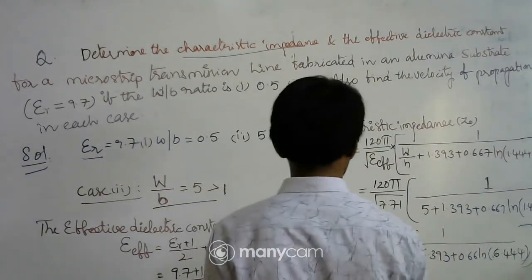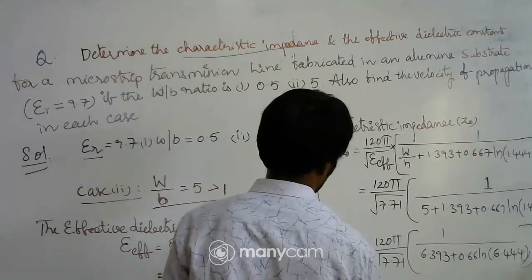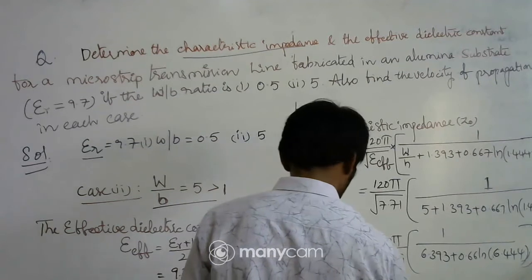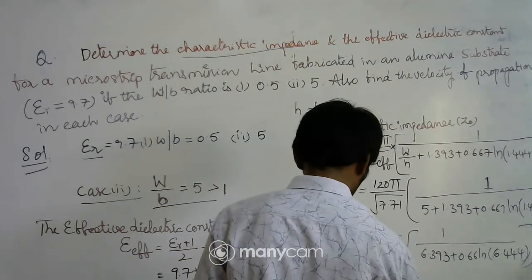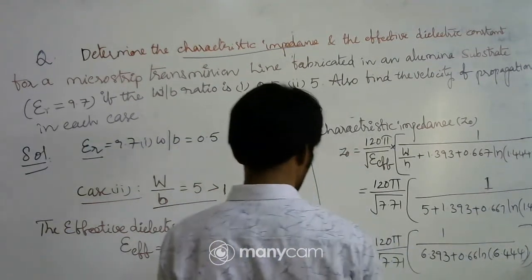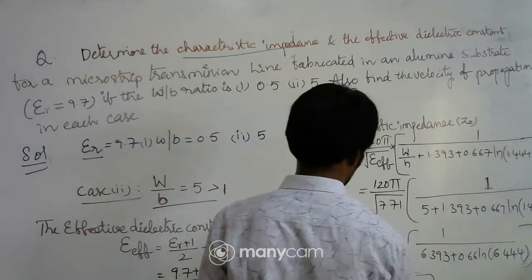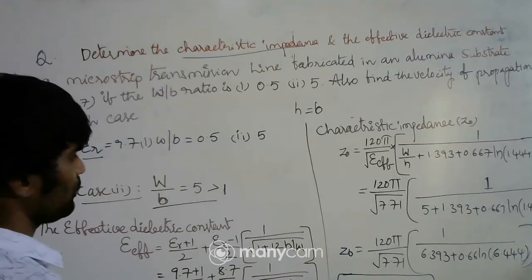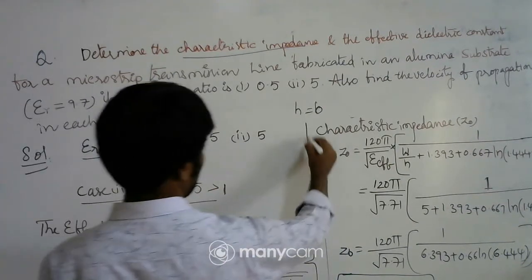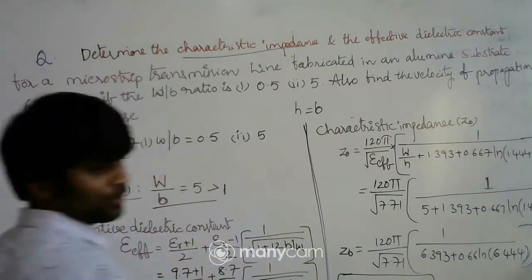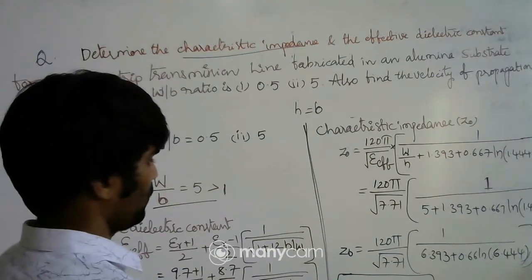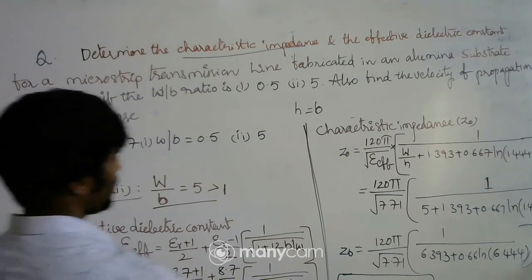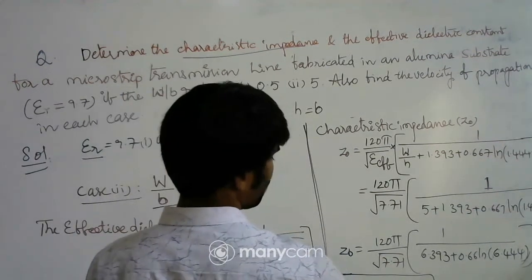What is the final Z0 value? Z0 is equals to 17.78 ohms. Like this you need to find out. Okay, you need to remember that: epsilon effective 7.71, Z0 is equals to 17.78 ohms.